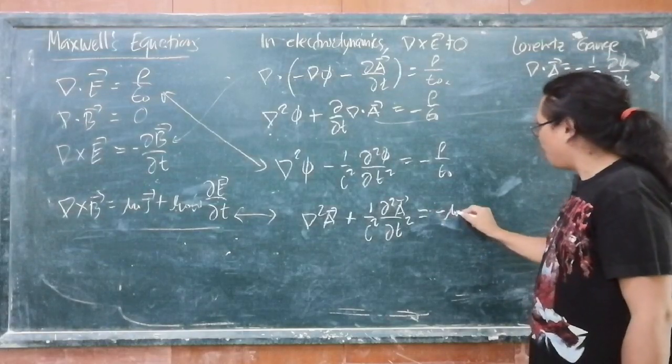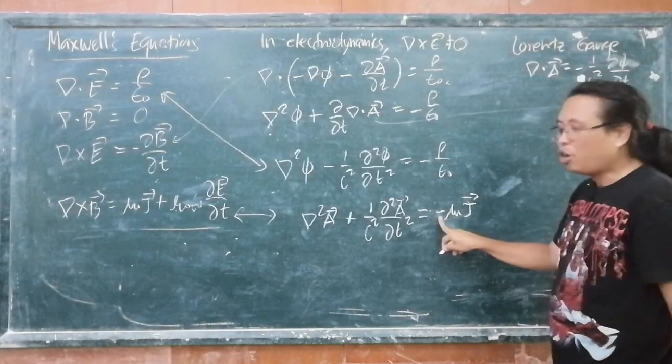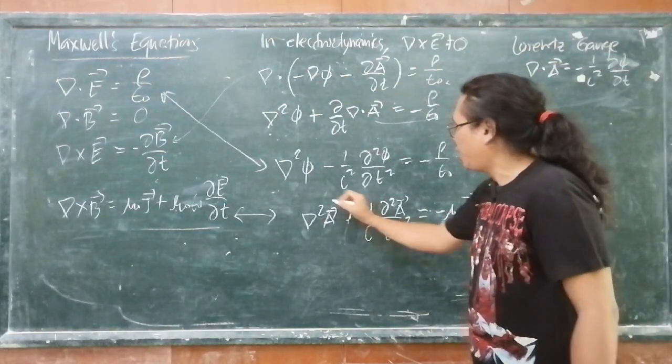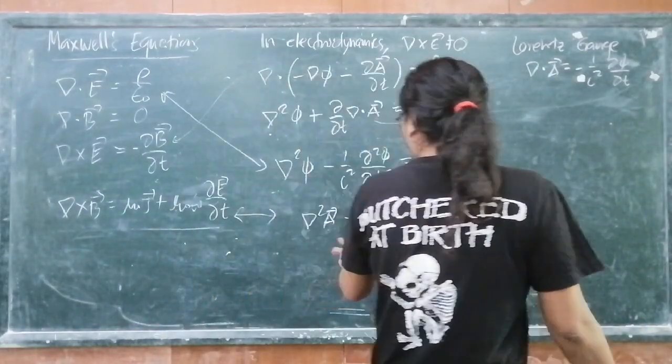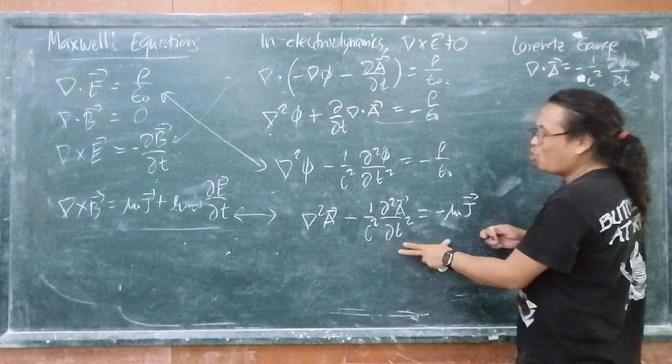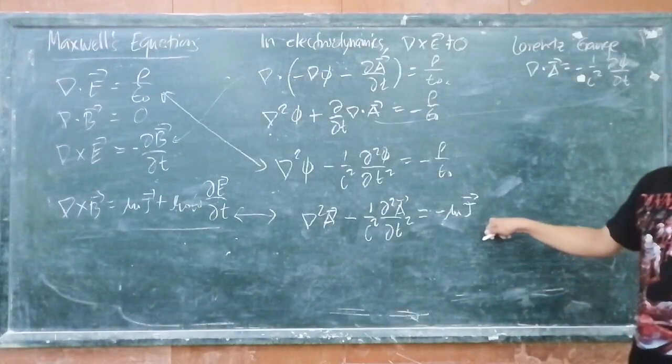Equals minus mu naught J. I'll move the negative there. And there's something here: the two are similar equations.